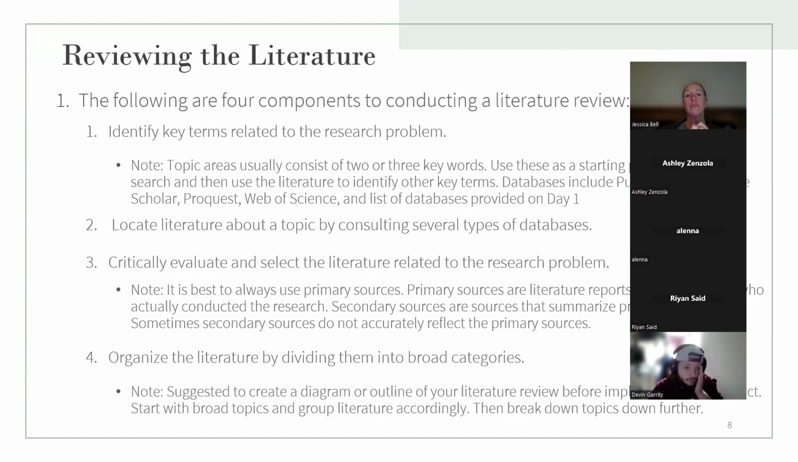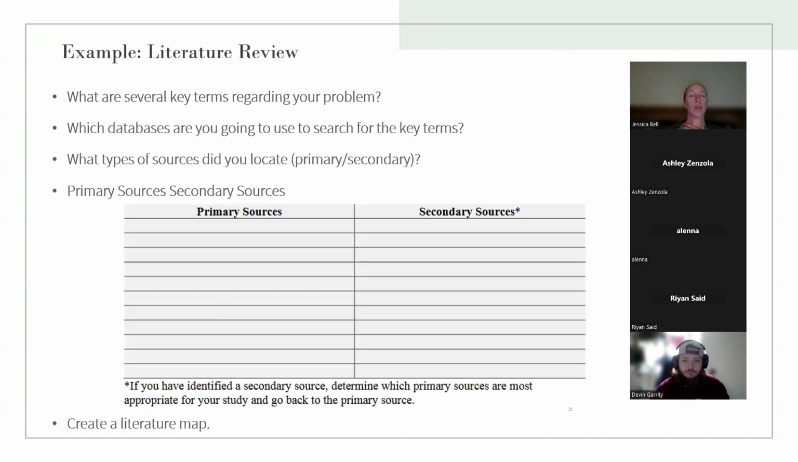Organize the literature by dividing it into broad categories. Okay, this group suggests a diagram or outline of the literature review. I'll give you an example of what that looks like. All right, so the big questions. What are several key terms regarding your problem? Which databases are you going to use? What types of sources did you locate? Primary, secondary, and then create a literature map.